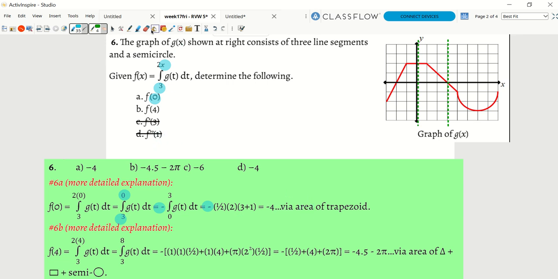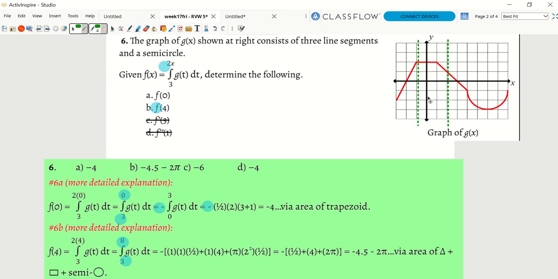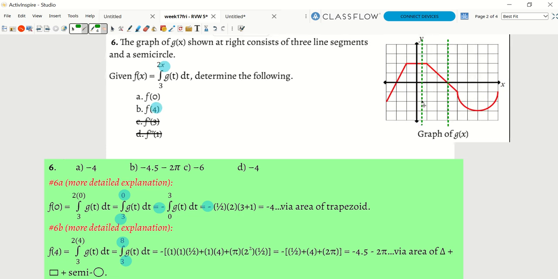Now for B, you plug in 4 for x, and you get 8 on top. So 3 to 8 is simply going to be, we got a triangle here, a rectangle here, and a semicircle there. You just add up the areas and then make it negative because it's pointing down. All right, and that's 6.